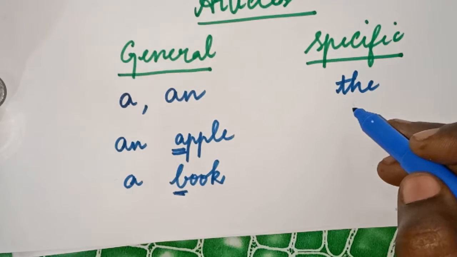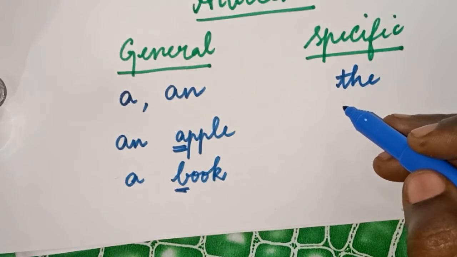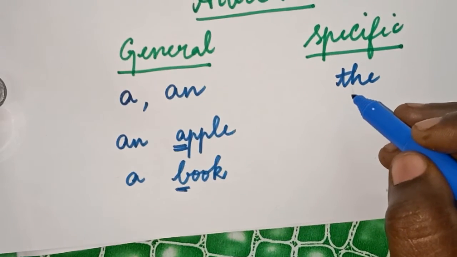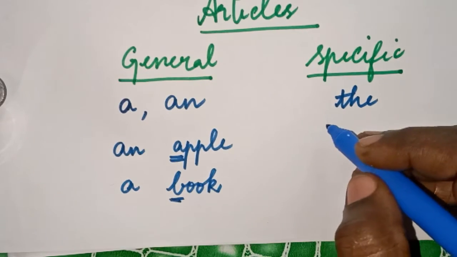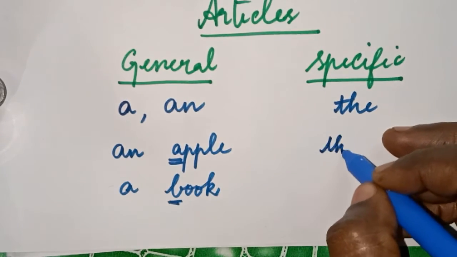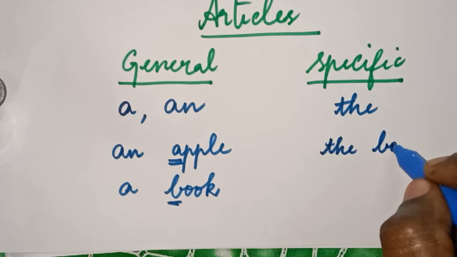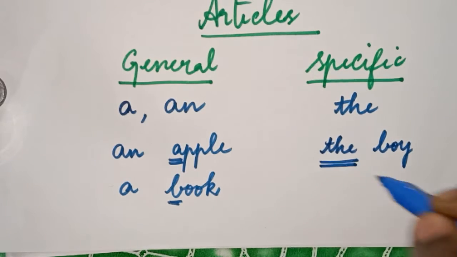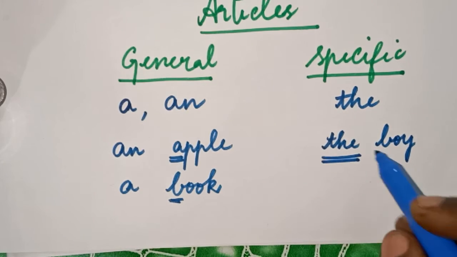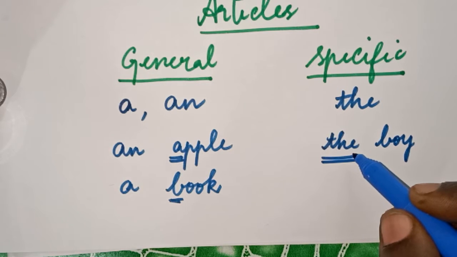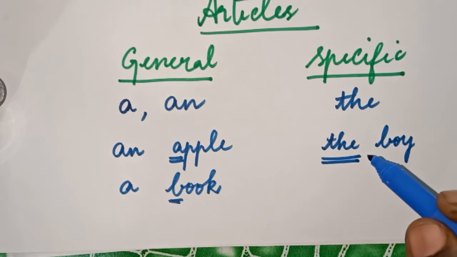And specific. For example, if you have already mentioned a particular noun, you can use the. So, the boy who is standing there is my cousin. The boy. If you are mentioning a specific noun, we use the article the.